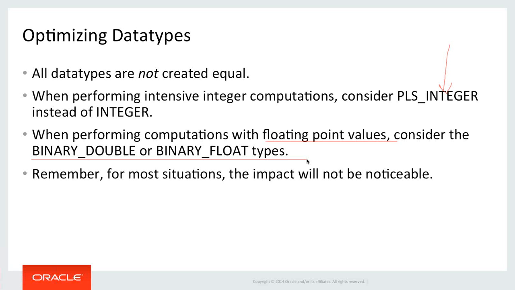Again, these are the kind of items that you should not worry about up front. But if you identify a bottleneck in a procedure, and it's running too slowly, and you look inside and you're saying, oh my gosh, we're doing 25 million integer computations, and I'm using integer, then you could look at making those kinds of very highly specialized changes, and you could see an impact.